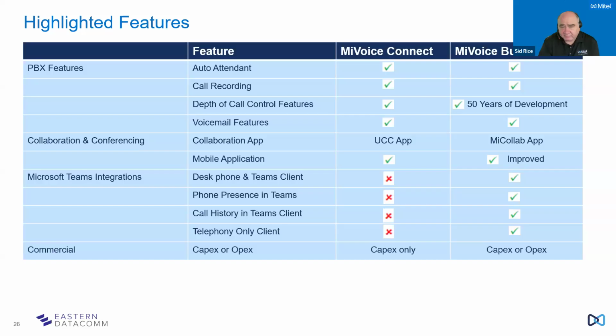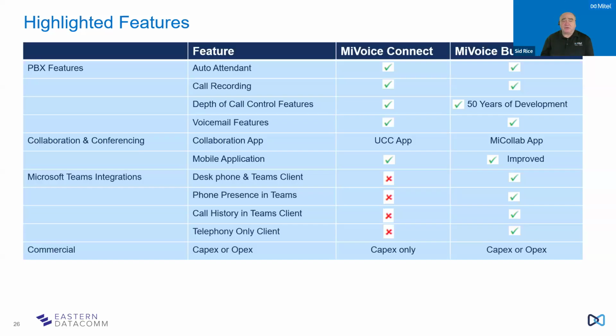Collaboration, you had the Connect UC app. We have MyCollab on our side. One thing that I get all the time from customers that have migrated is about the mobile app. They were having issues with the Connect app. They find the MyCollab on their iPhone or Android a lot more stable and a lot more reliable.